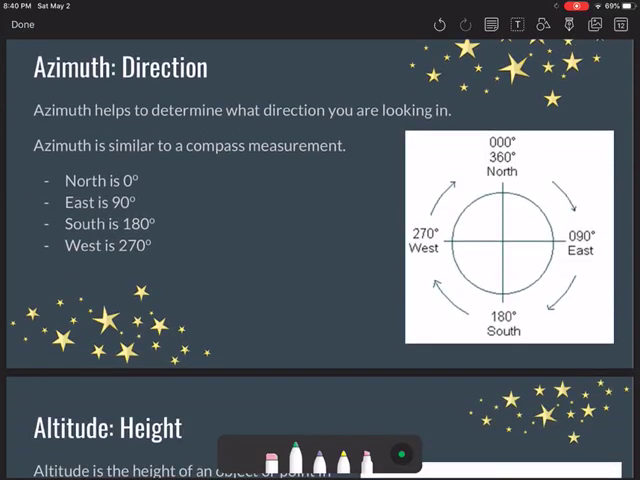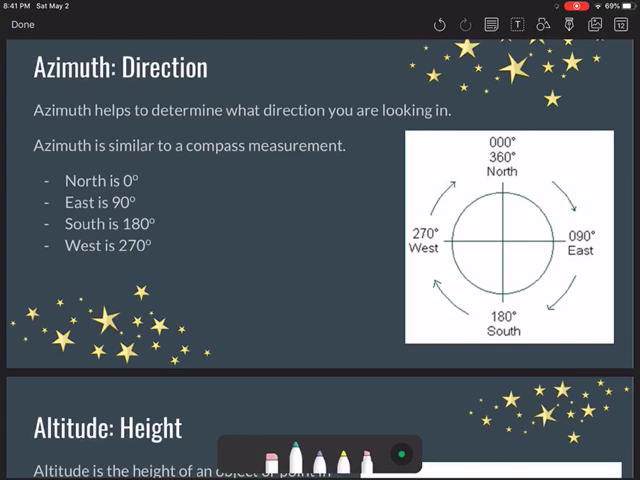Azimuth helps us determine what direction we're looking in. So if we're standing still and we look straight across, we are looking at, in terms of what direction our body should be positioned to look at that object. So on a horizontal plane, should we be looking straight in front of us? Should we look straight behind us? Should we be looking to the right? Should we be looking to the left?